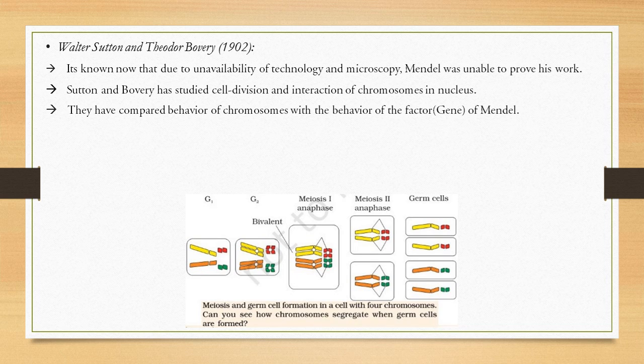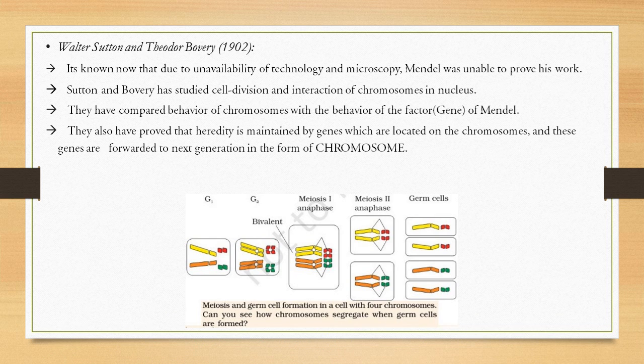So to understand whether factors are what, Sutton and Boveri tried to study cell division, tried to see the interaction of genetic material, and then they saw the chromosomes in the nucleus. They studied the complete behavior of chromosomes, and they compared it with the behavior of the factor of Mendel, the principles of Mendel's experiments. They also proved that heredity is maintained by genes which are located on chromosomes. So Mendel gave the name factor or gene, and where the genes or factors are lying was proven by Sutton and Boveri. They said that they are located on chromosomes, right?